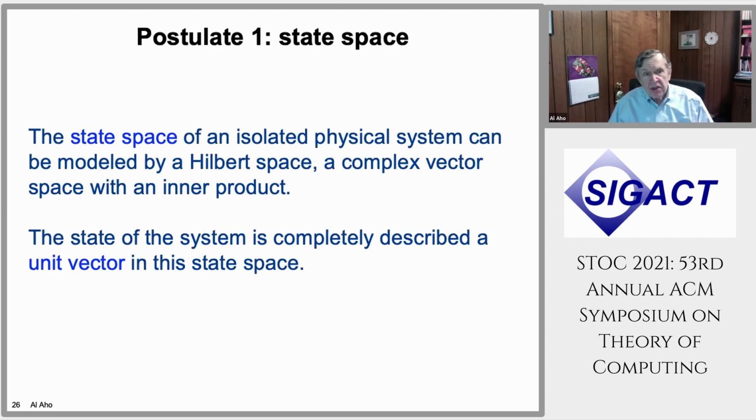The first postulate states that the state space of an isolated physical system can be modeled by a Hilbert space. And a Hilbert space is just a complex vector space with an inner product. The state of that isolated physical system can be completely described by a unit vector in the state space. So this looks cool. All you need to know about a quantum mechanical system is its state vector.